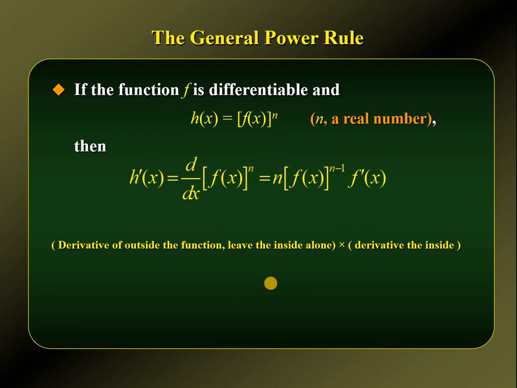For example, if I have h(x) equal f(x) up to power n. The function has a power n. How to find the derivative when the function has a power? Read here: derivative of outside the function, leave the inside alone, then derivative of the inside. Like the derivative of the bracket f(x) up to power n: bring down the power n as a coefficient, decrease the power by 1, leave the inside alone, and then multiply by the derivative of the inside.